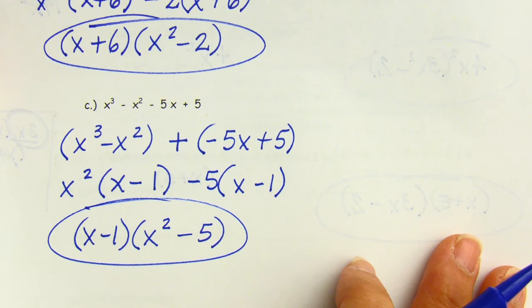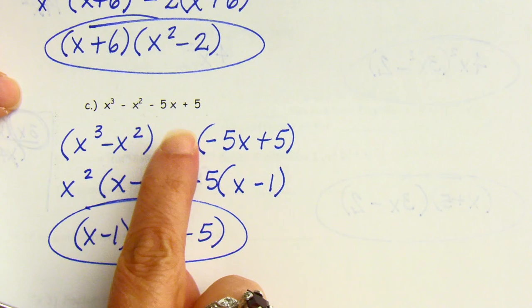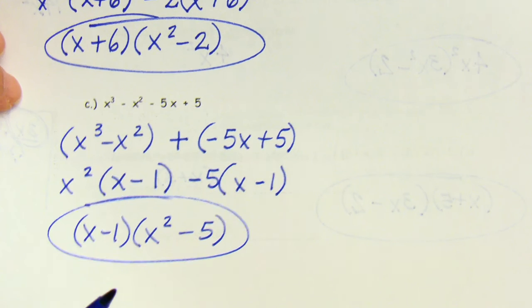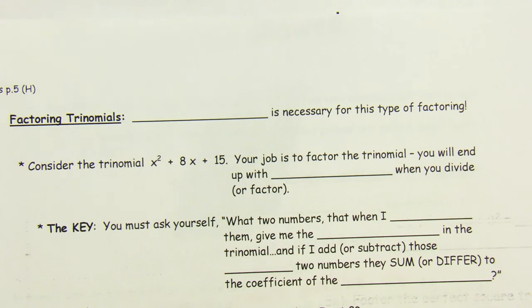Okay, so hopefully factor by grouping is coming back to you, and hopefully in the past you have been taught to always put a plus inside here. All right, onward and upward. Factoring trinomials.